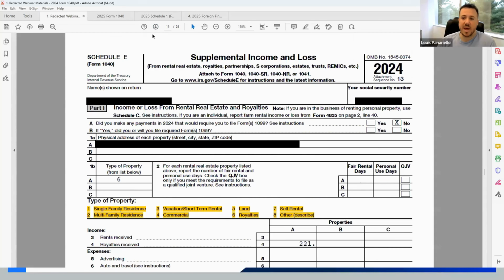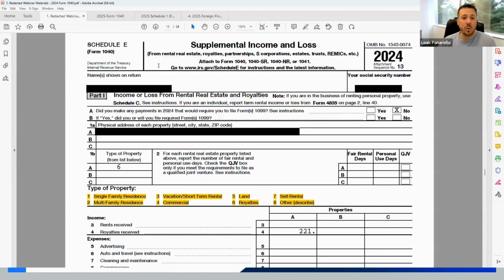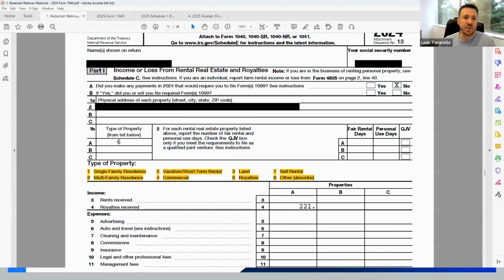So I'm just going to skip ahead and we'll quickly go through Schedule E and let you guys go on your merry way. Schedule E is broken up into two parts. Part one of Schedule E is for rental real estate and for royalties. What this box here shows you is that every line is going to be a different asset. So here we have one asset. That's why we only have A.